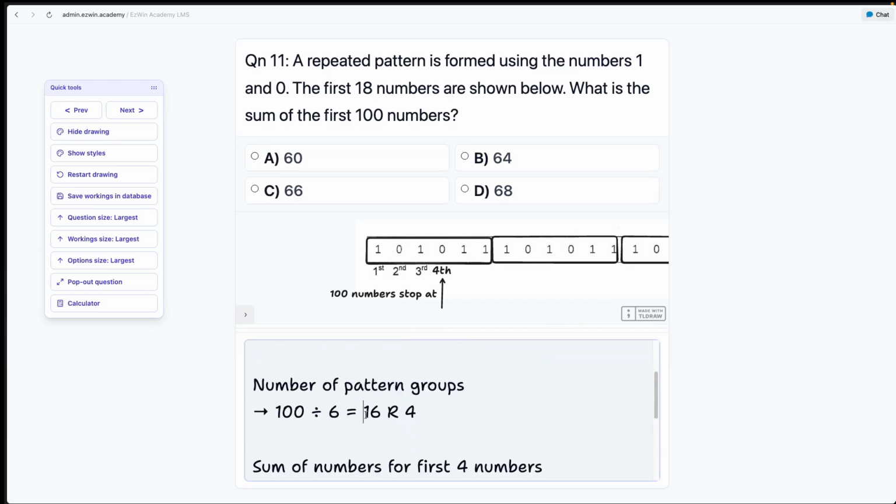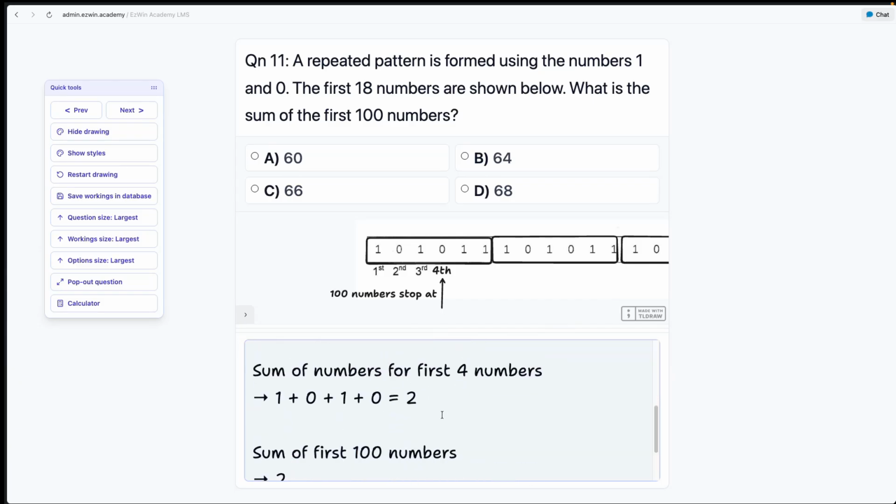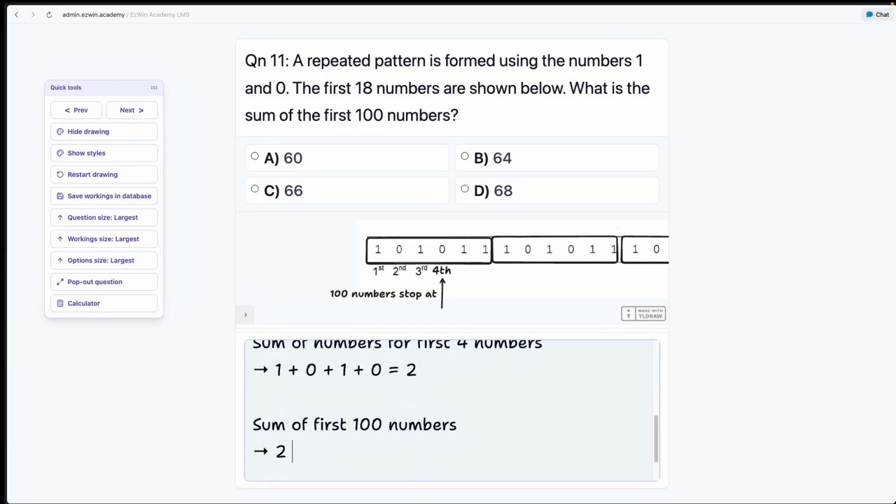And then we also know that there's 16 pattern groups. So it's 2 plus 16 pattern groups times the sum, which is in this case 4, right? So what is 16 times 4? It's basically 2 plus, I can just make it simpler, 16 times 2 times 2.